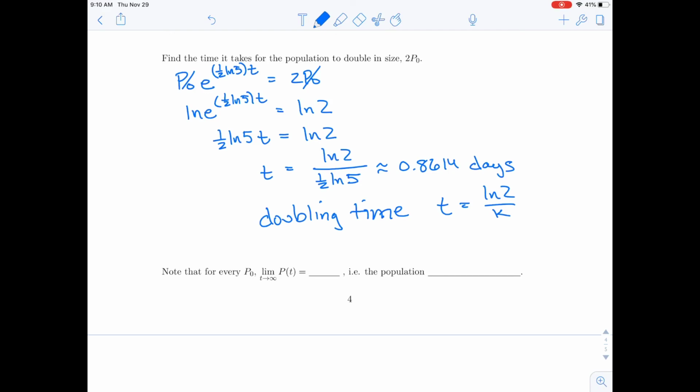Now, note that for any P sub 0, if we want to look at what happens as t goes to infinity, we have exponential growth, and so the limit as t goes to infinity of P of t is infinity. And in mathematics, we say that that means the population explodes, that it grows exponentially.